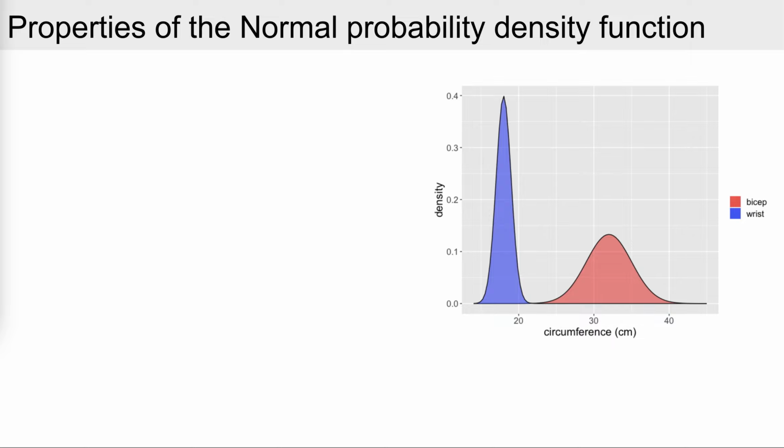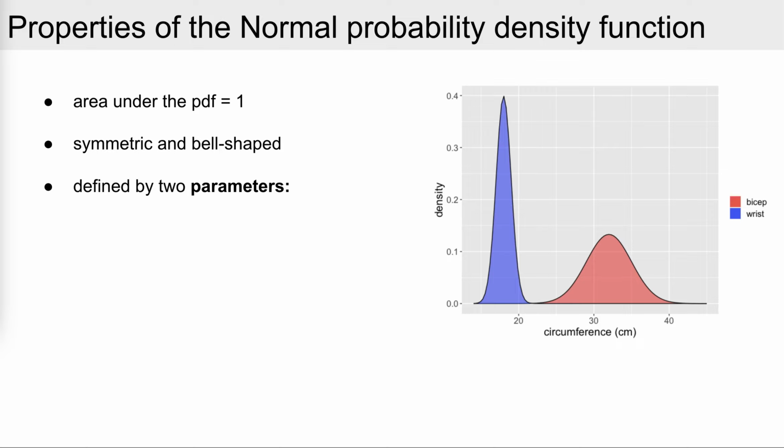Here we have these same two normal models, except plotted side by side in the same frame with the same y-axis scale. These highlight some important features of the normal probability density function, or PDF. First, as for any continuous random variable model, the normal PDF is scaled to have an area of 1. Second, normal PDFs are always symmetric and bell-shaped. Finally, the normal PDFs are defined by two parameters.